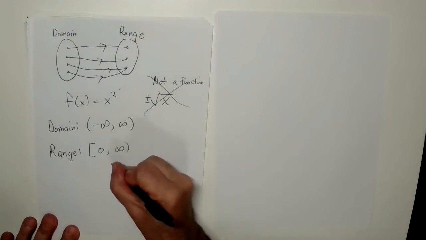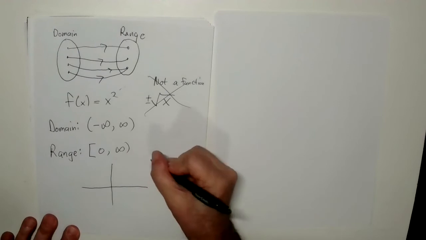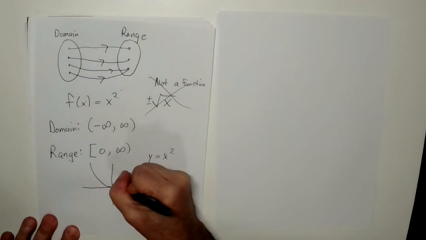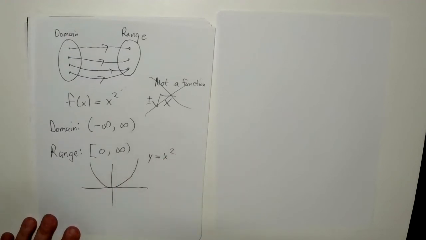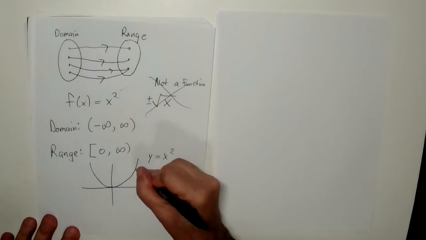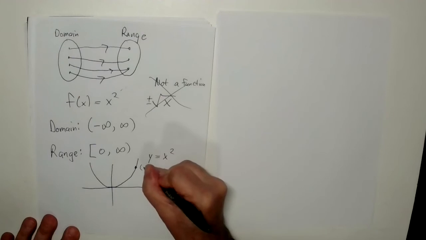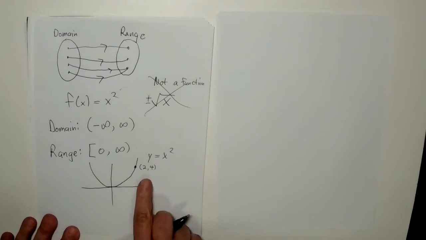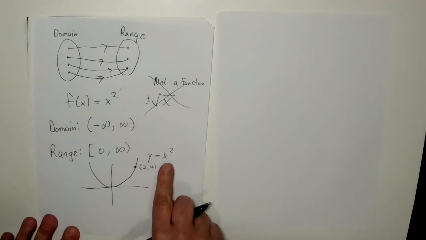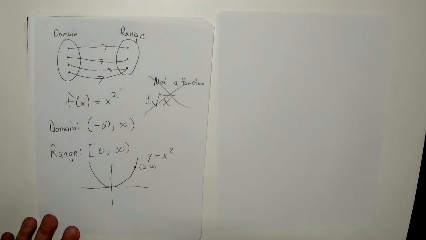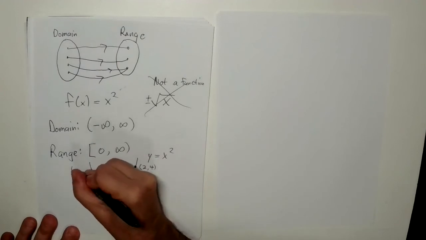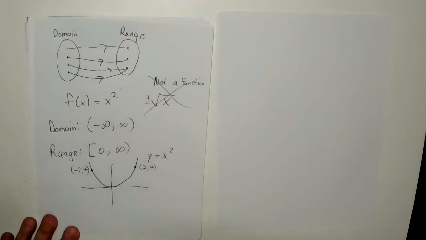If we look at the graph of this function, which I'm going to write as y equals x squared, you draw the graph, and what you can see is, for instance, this is the point (2, 4). The idea being that when x is 2, y is 2 squared or 4. You can see that there's another way to get 4. There's a (-2, 4). That's perfectly fine.